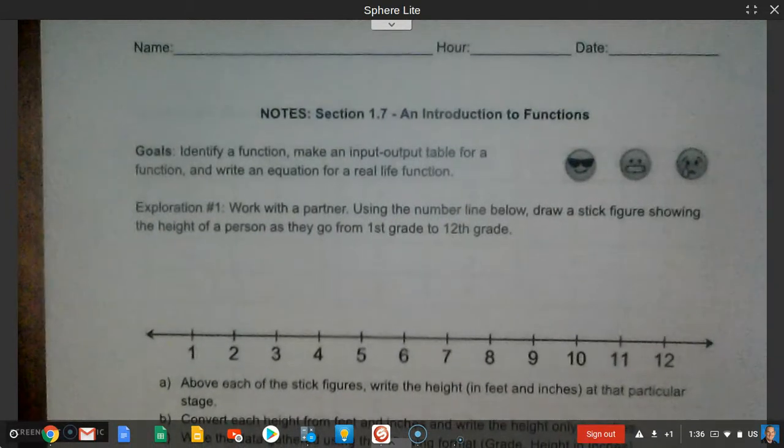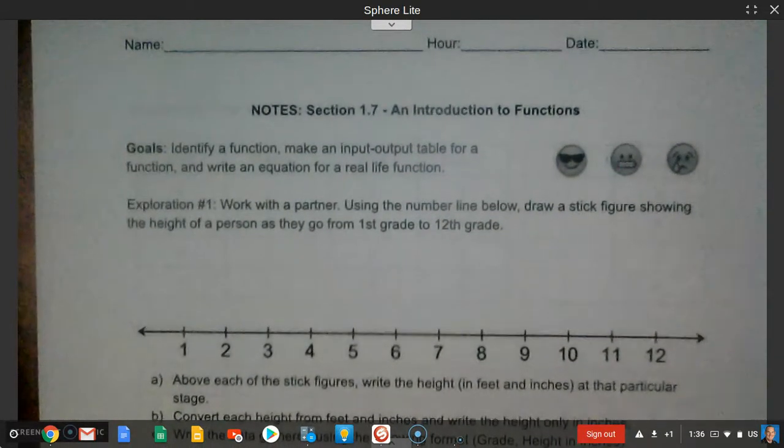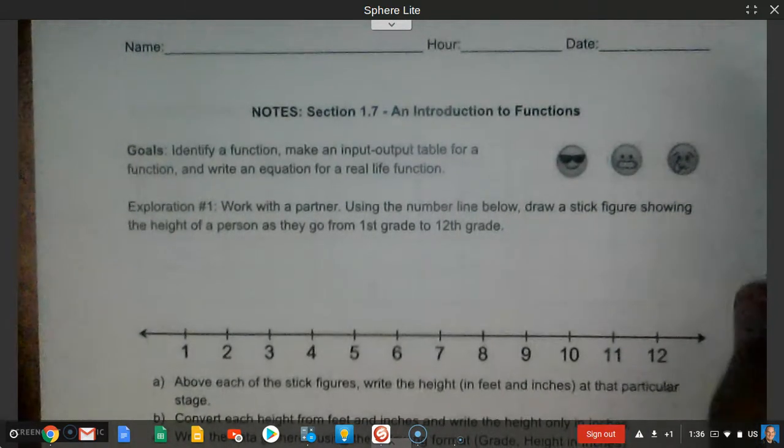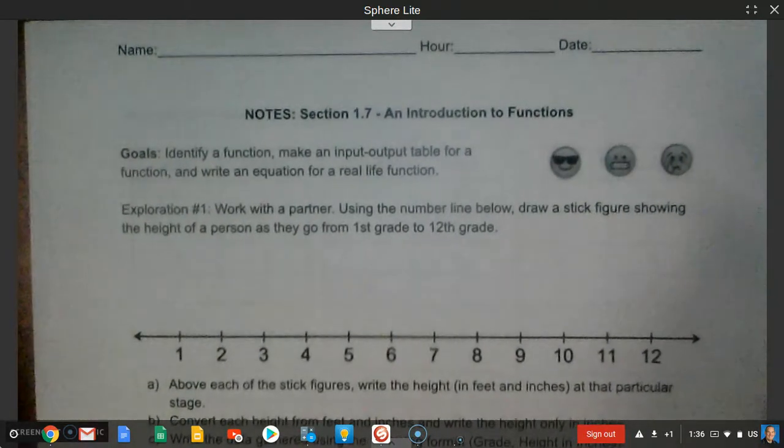Welcome to section 1.7, an introduction to functions. The goal that we have for today is we want to identify a function, make an input-output table for a function, and write an equation for a real-life function.